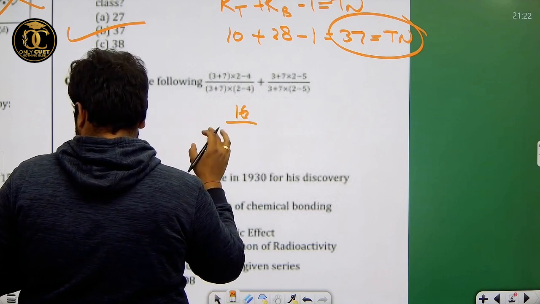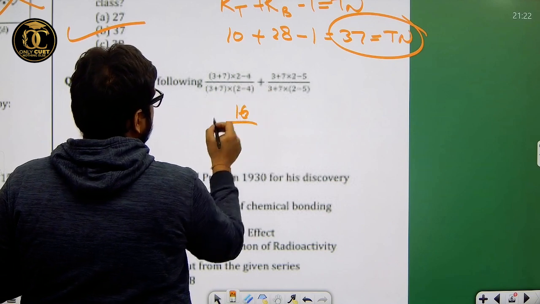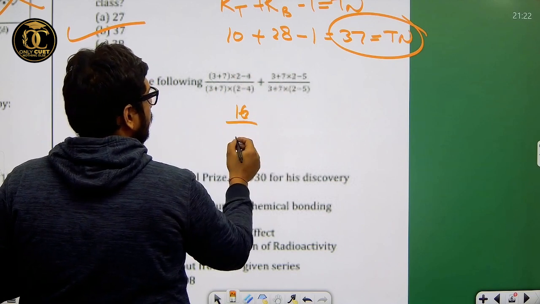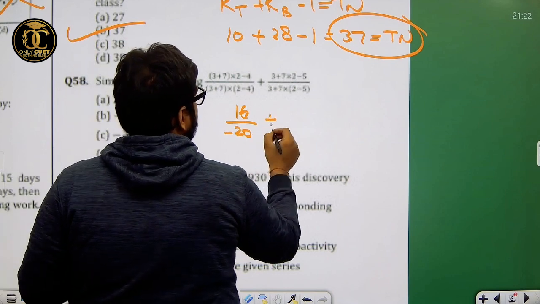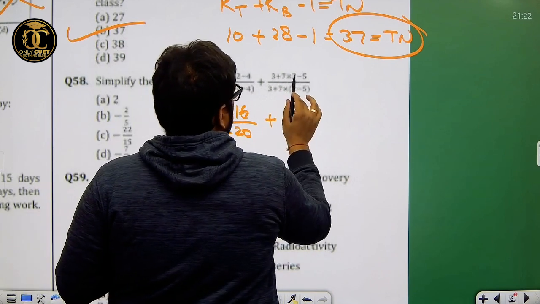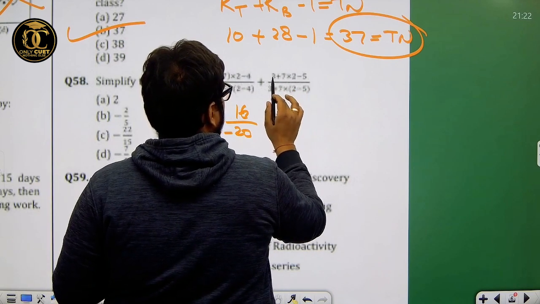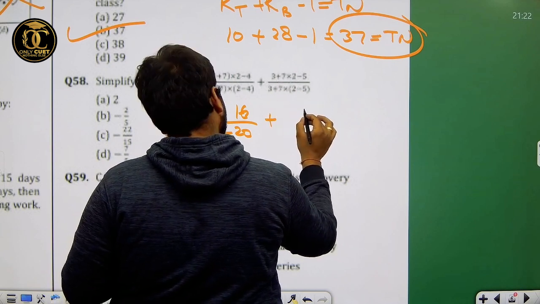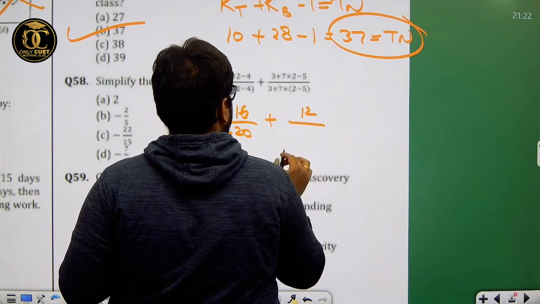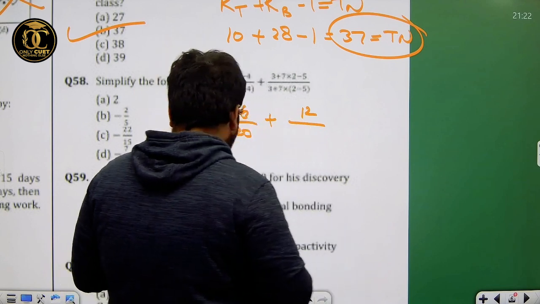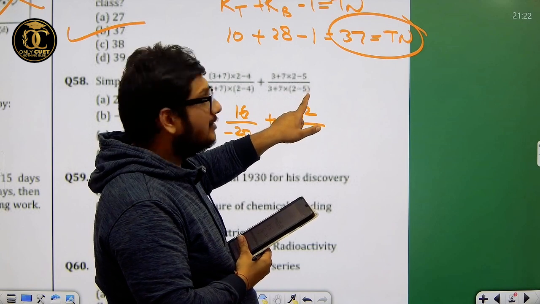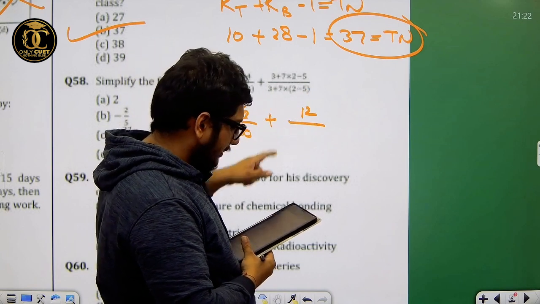3 plus 7 multiplied by 2 minus 4. 3 plus 7, 10. Multiplied by 2 minus 4, minus 2. 10 multiplied by minus 2 is minus 20. Plus 7 into 2, 14. 14 plus 3, 17. 17 minus 5, 12. Now let us look at the denominator. It says 2 minus 5 minus 3. 7 into minus 3 is minus 21. Minus 21 plus 3 is minus 18.